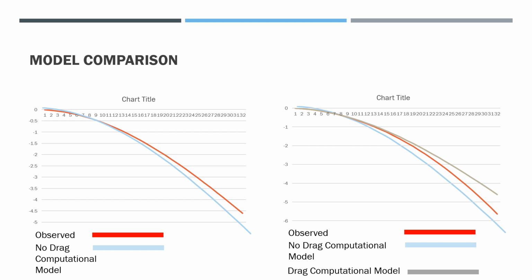The graph to the right displays all three models, the red again being the observed, the blue the computational model without drag, and the gray being the computational model with drag being accounted for. As seen, the drag computational model favors the observed model a lot more than the one with no drag. However, it also begins to split away, and this can be due to errors I have caused within the Tracker software, as this is explained more in the next slide.